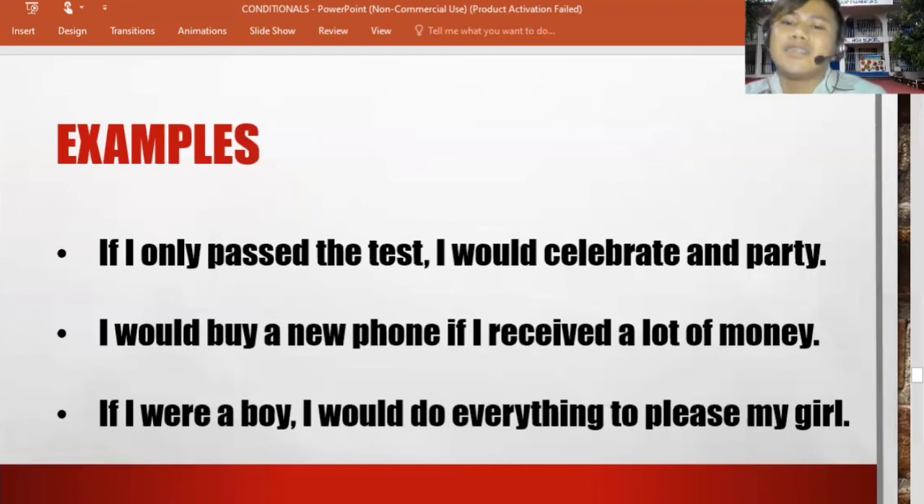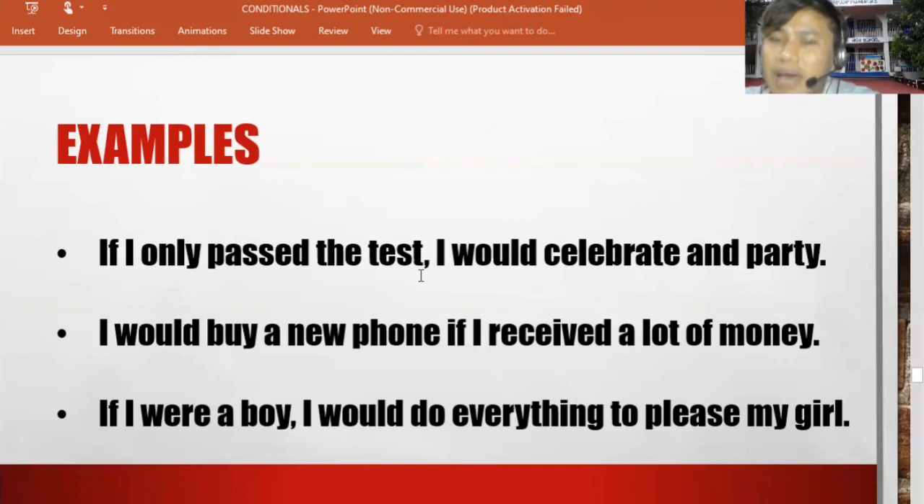Okay, so just like the example here, if I only pass the test, I would celebrate the party. Let us try to digest the following word. Let's start first with the condition or the if clause. Our if clause here is "if I only pass the test." That is the condition.